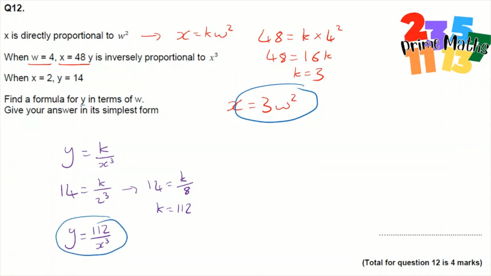The question wants a formula for y in terms of w, so we need to say y is equal to something. We know that y is equal to 112 over x cubed, and we also know that x is 3w squared. So I'm going to replace x with 3w squared, so the denominator of my fraction is 3w squared cubed. To simplify that, we end up with y is equal to 112 divided by 3 cubed, which is 27, and w squared cubed is w to the 6.